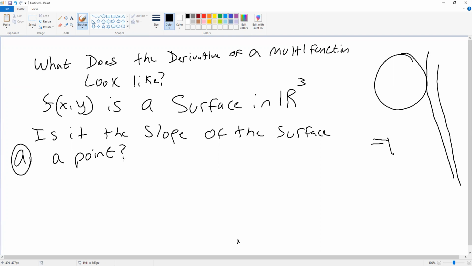In a way. It is, and in a way it's not. This is a little, let me say, a little too ambiguous. Yes, sir. It depends on the direction. We're going to have to take into account the direction that we want to look at.